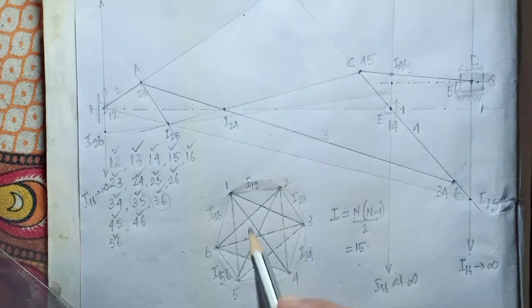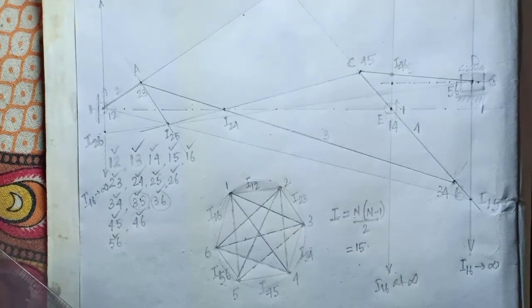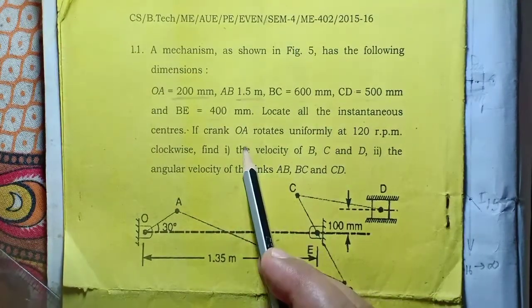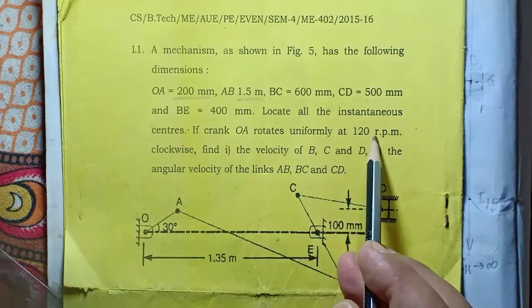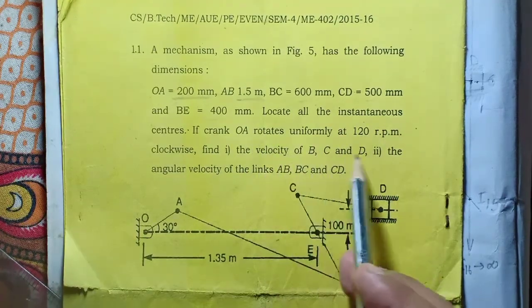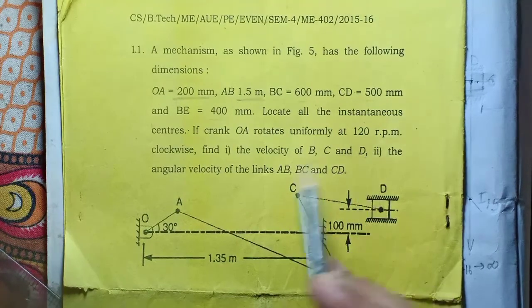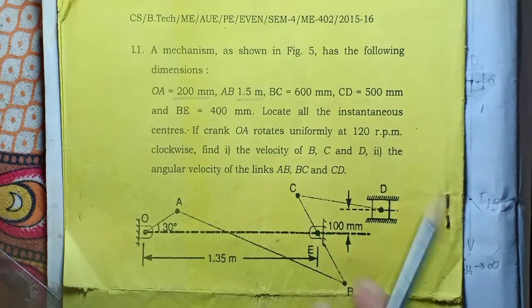In the next video, or in the next part, we'll solve how to calculate the velocities of B, C and D, and the angular velocities of A, B, B, C and C, D.